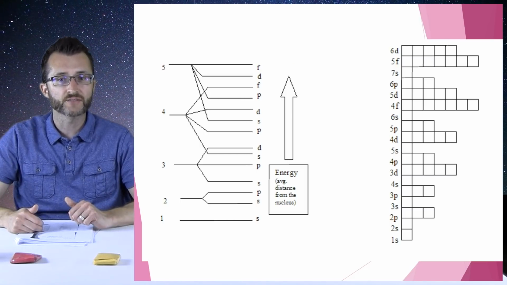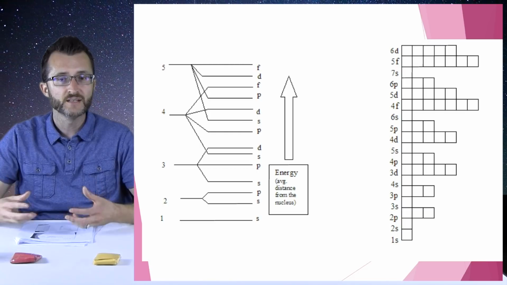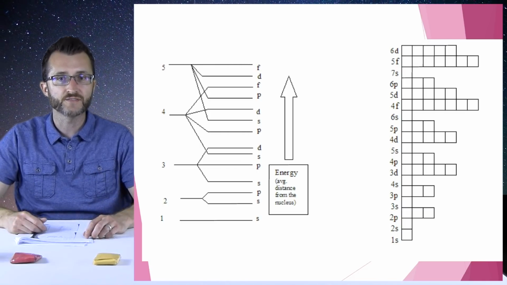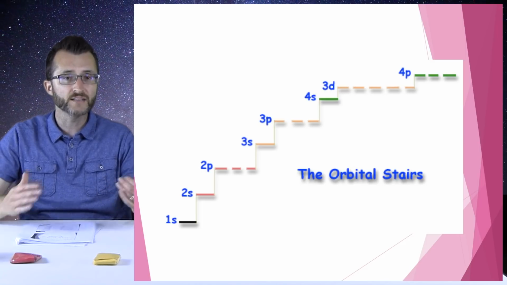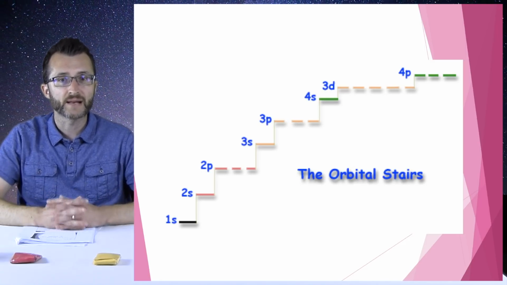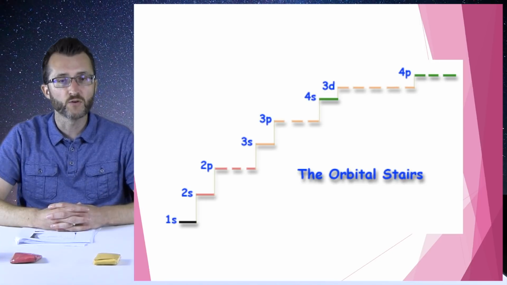If we look at the picture on the right, we see the same order of filling, but now we see all the boxes that we need to fill. Similarly, if we look at the orbital stairs, they progress from left to right, low to high energy as we move from bottom to top, representing all of the orbitals as lines. That's going to do it for today's episode on the modern model of the atom.